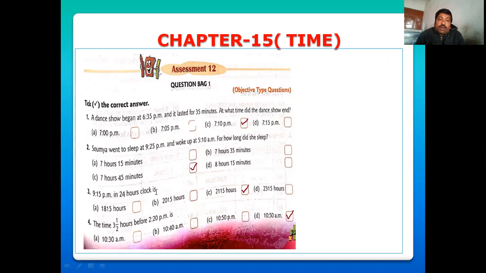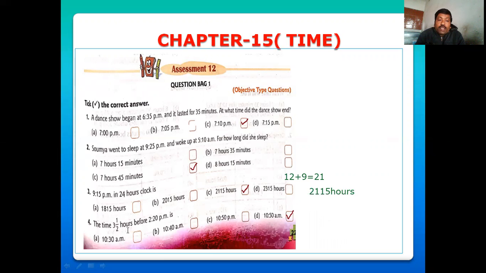9:15 p.m. in 24-hour clock. Here the time is given as 9:15 p.m. When the time is given in p.m., then we will add 12 to the hour of the 12-hour clock. So 12 plus 9 is equal to 21, and the minutes are 15. So we will write the time 9:15 p.m. as 21:15 hours. Which option will be correct? Yes, C, 21:15 hours.